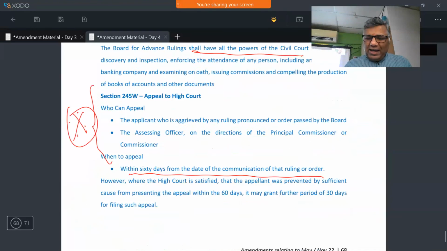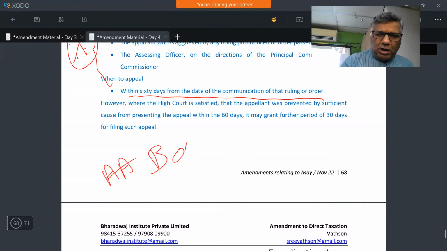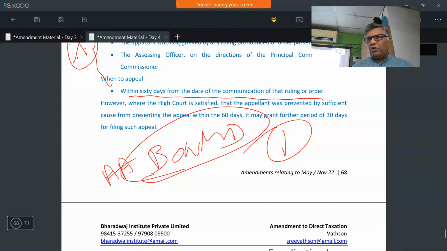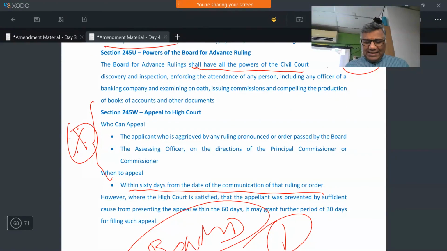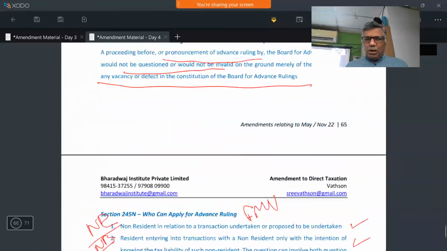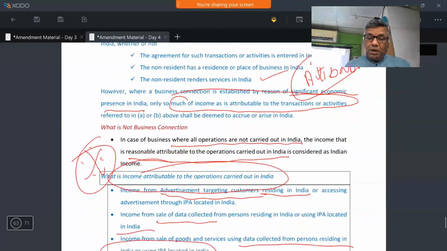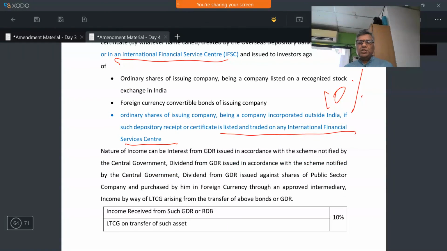I believe AAR, now it is not AAR, the board, will also be a question for you. Significant economic presence and Rule 10RB will be the questions that are coming. These are all the amendments in advance ruling and international taxation. There are lesser amendments this year because direct taxation had more amendments. International taxation has fewer amendments. Am I clear to you?